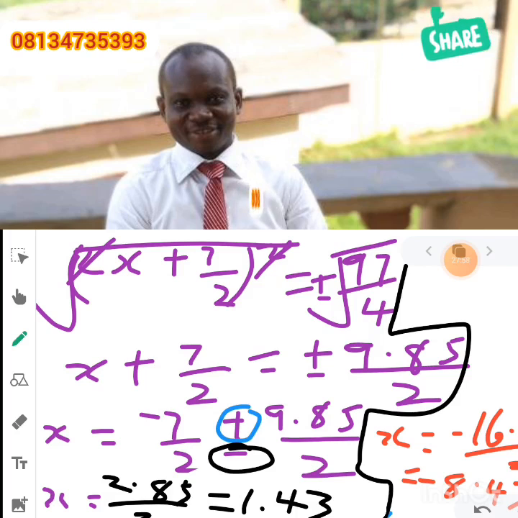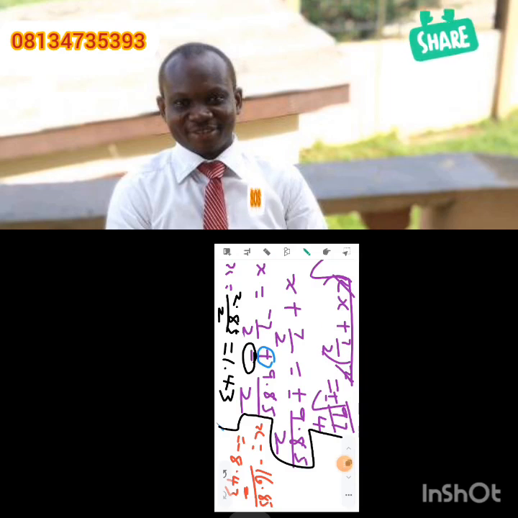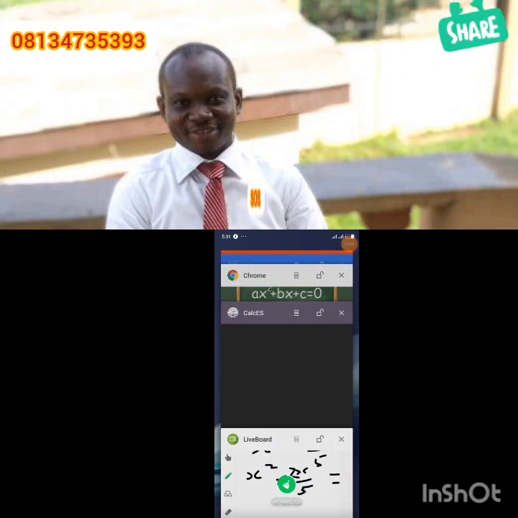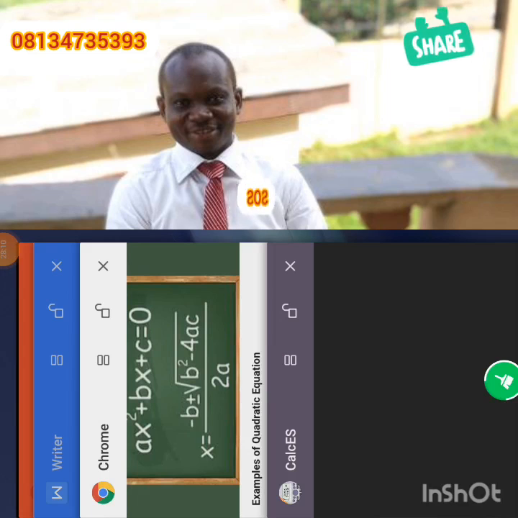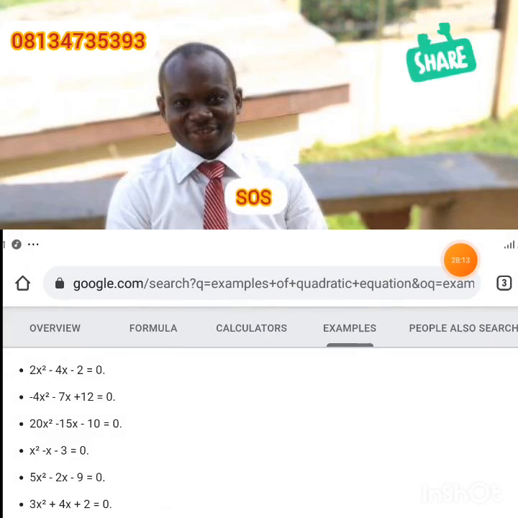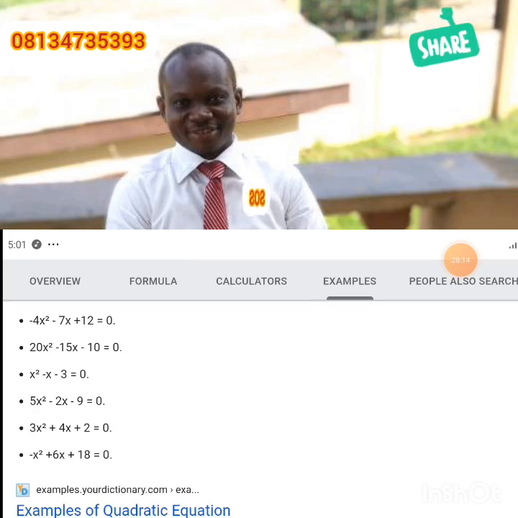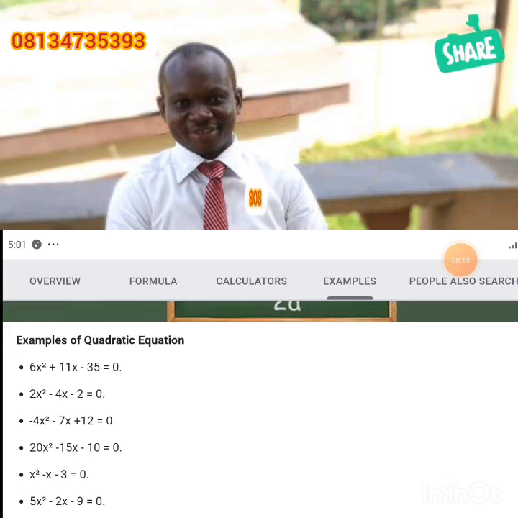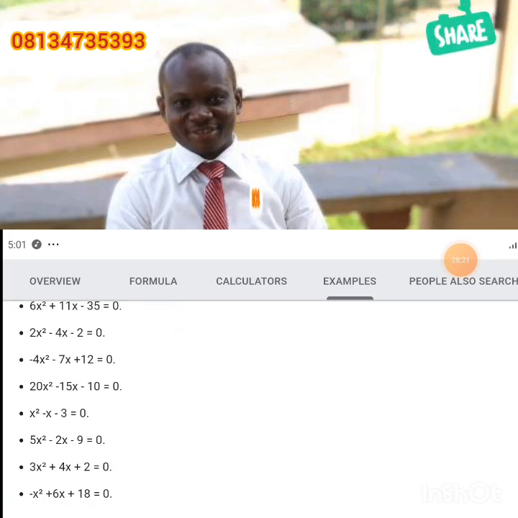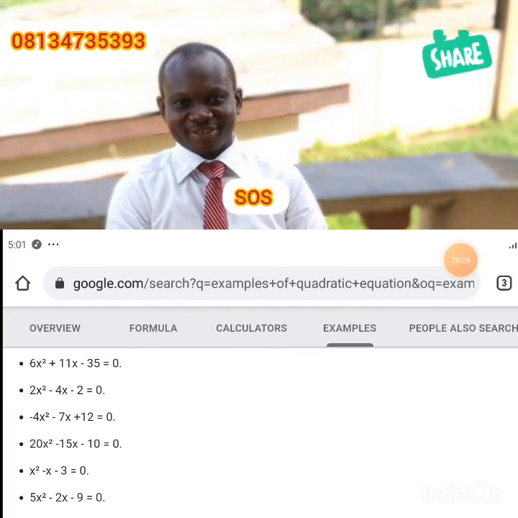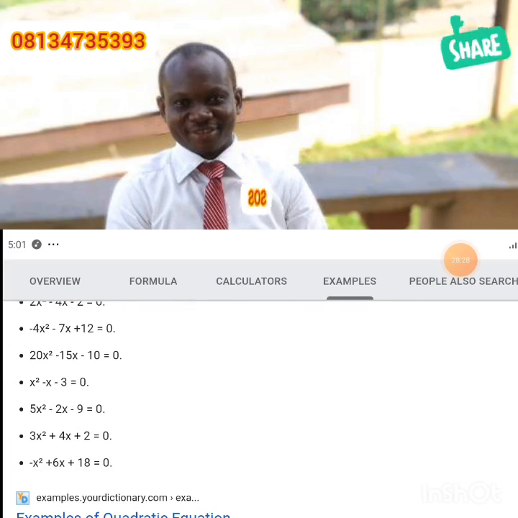So these are the three examples I have given you for the completing the square method, and I want to believe that it is well understood. For your practice, I would like you to look at the following questions. We have done number 1 and number 3, so I would like you to go through the others, attempt them, and let me see your feedback.